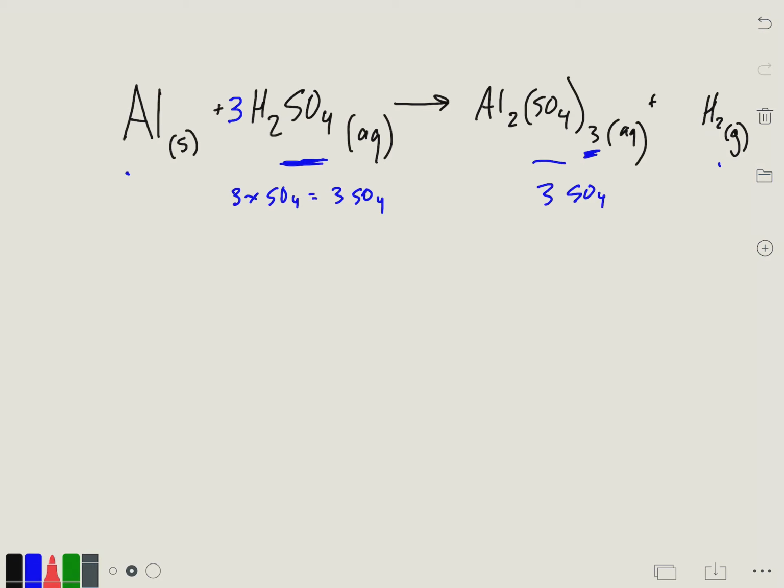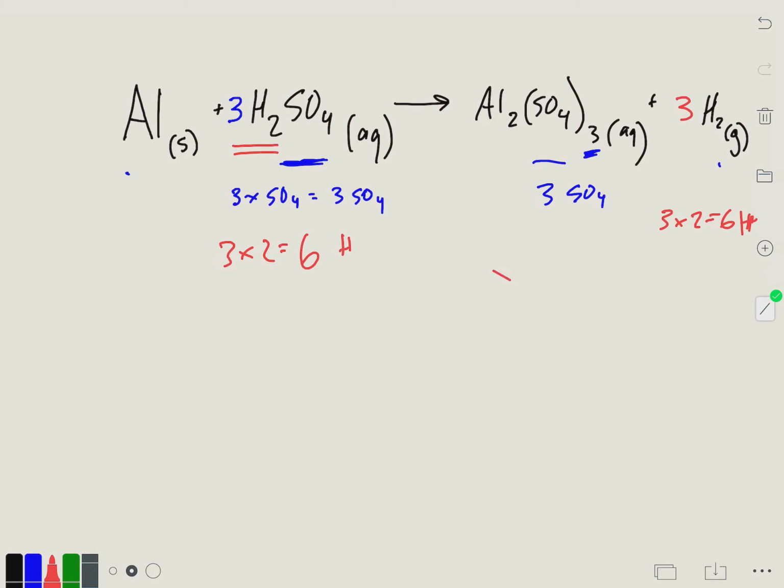Now, having 3 H2s here in front of my 3 SO4s means I'll probably put a 3 over here, because 3 times 2 is 6 H's, and now over here 3 times 2 is 6 H's. Okay, 6 H's. So we've balanced the sulfates, the SO4s, we've balanced the H's.